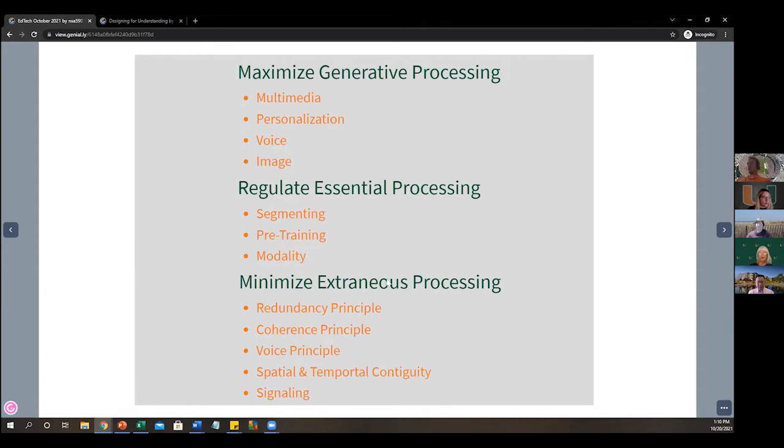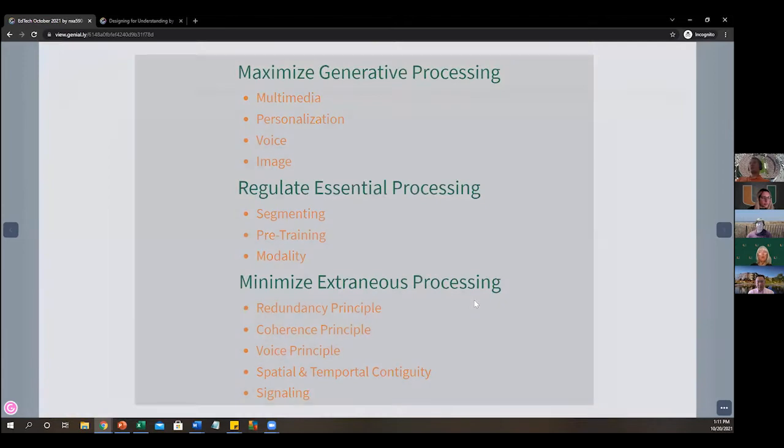And then we have extraneous processing, which is the brain just picking up everything else that is completely irrelevant to the topic at hand and what they're supposed to be learning. Any extra colors, pictures, jokes, whatever it might be, anything that's extra and doesn't actually help them learn, that's extraneous processing. And like I said, they're covered in the other presentation that I have included here.